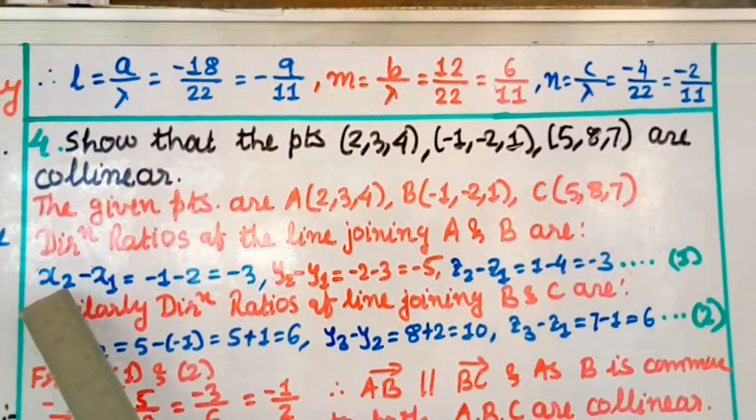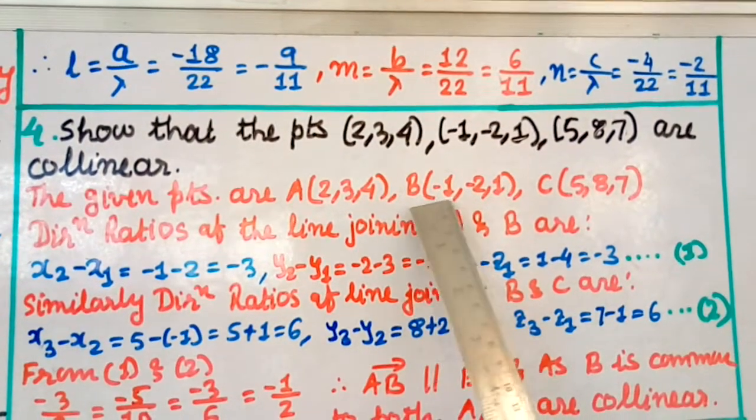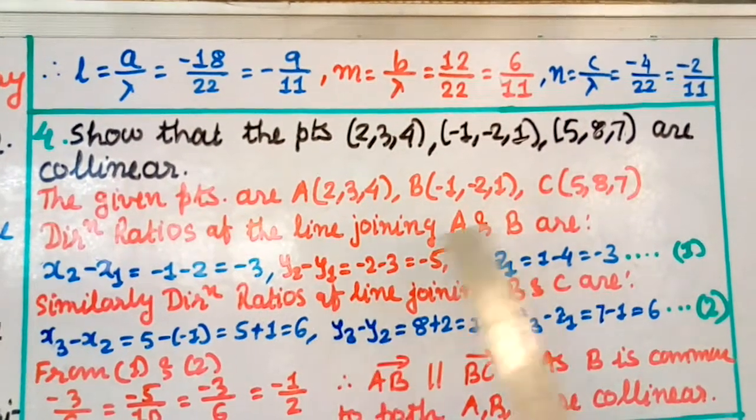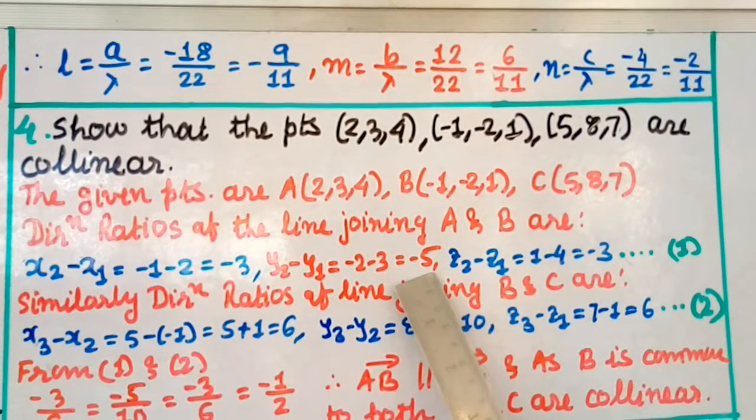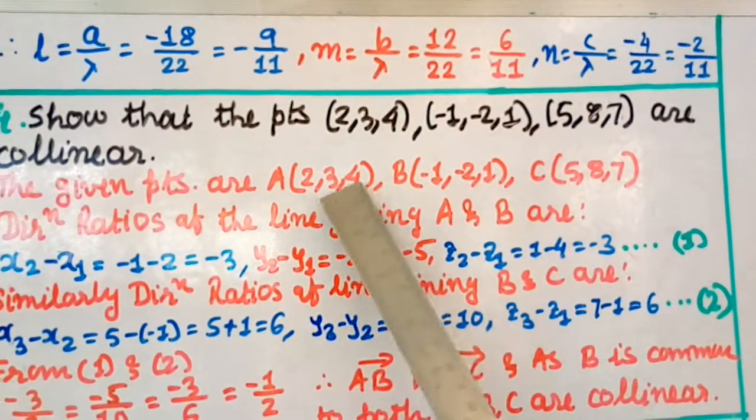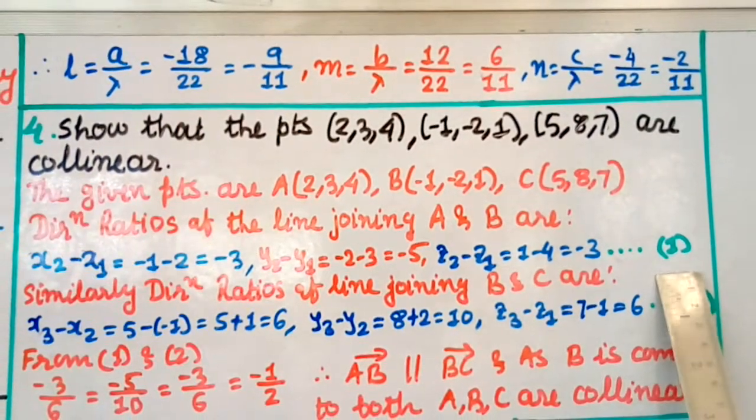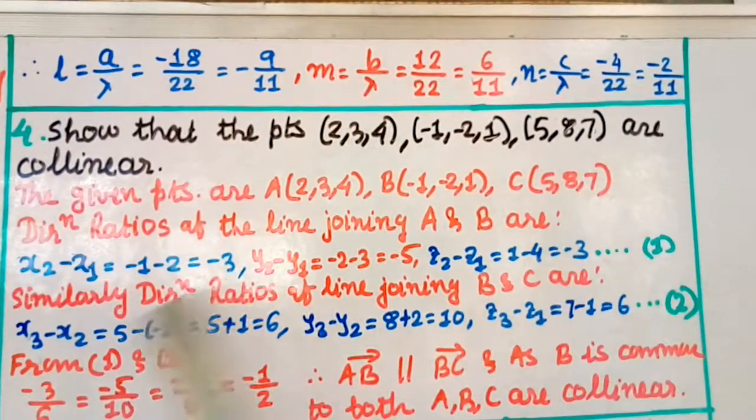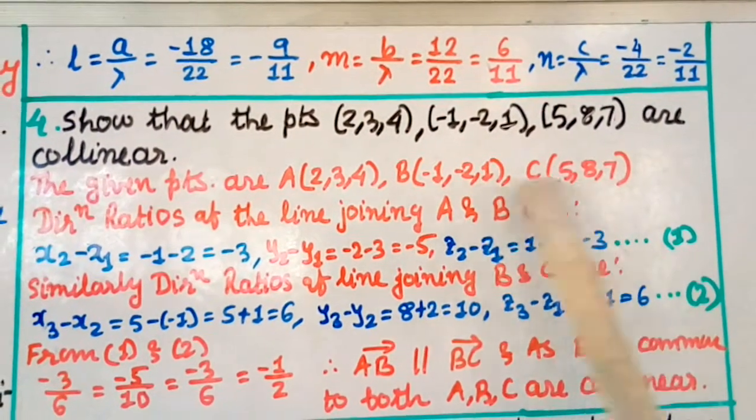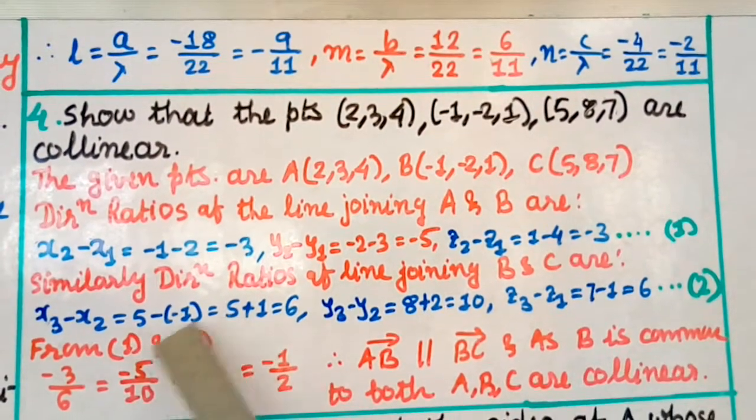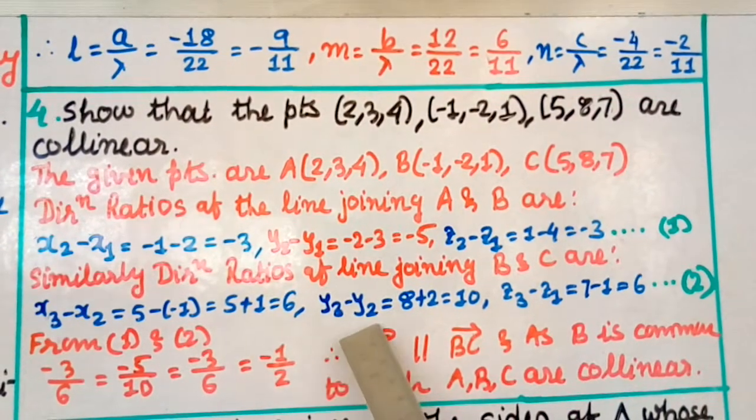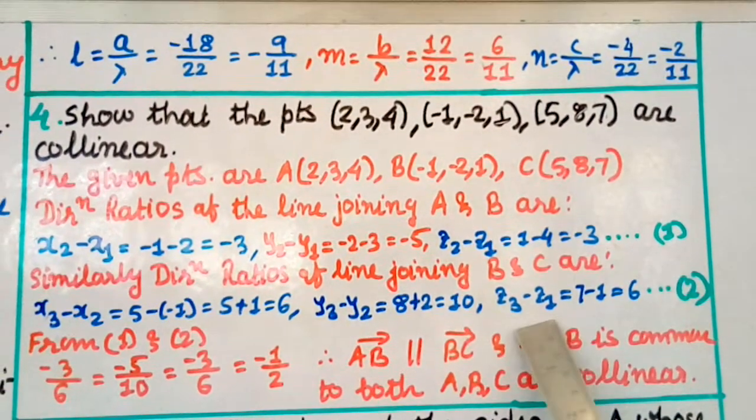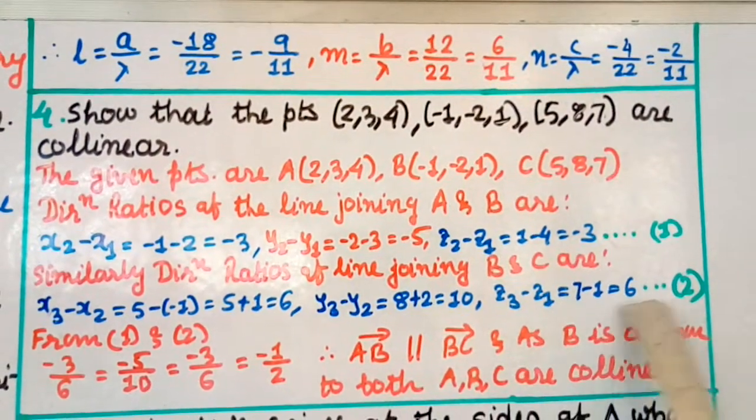For this the formula is x2 minus x1, that is minus 1 minus 2, which gives you minus 3. Then y2 minus y1 equals minus 2 minus 3, which gives you minus 5. And z2 minus z1, that is 1 minus 4, gives you minus 3. Call it equation number 1. Similarly, direction ratios of the line joining B and C: x3 minus x2, that is 5 minus minus 1, equals 6. Then y3 minus y2, 8 minus minus 2, so 8 plus 2 is 10. Then z3 minus z2, that is 7 minus 1, which gives you 6. Call it number 2.